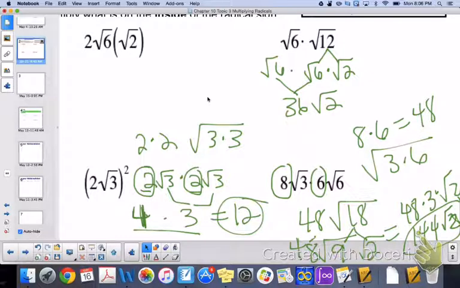Okay, sorry about that. That was a little bit longer than most, but that gives you a complete picture of how to simplify radicals. Go ahead and do the U-tries. Have fun.